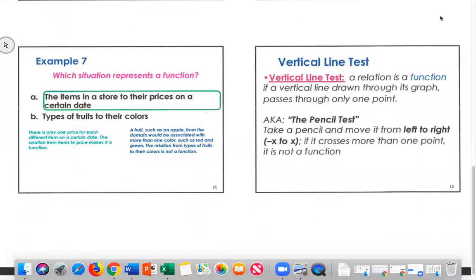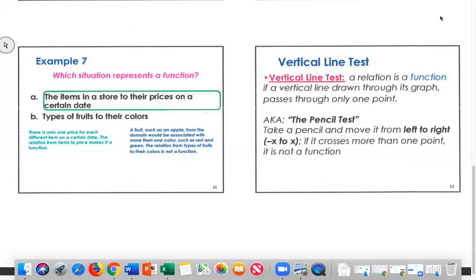So which situation represents a function? Now, these are kind of like word problems. It says, the items in a store to their prices on a certain date, or types of fruits to their colors. And they're saying A is correct. There's only one price for each different item on a certain date. Meaning, if you go in to buy a cup of coffee, it's going to be one exact price. It's not going to be 2. It's not like maybe it's $1, maybe it's $2. I don't know, got to see.